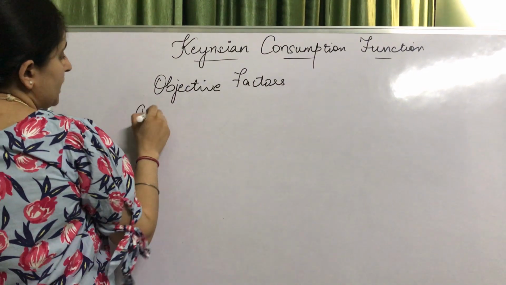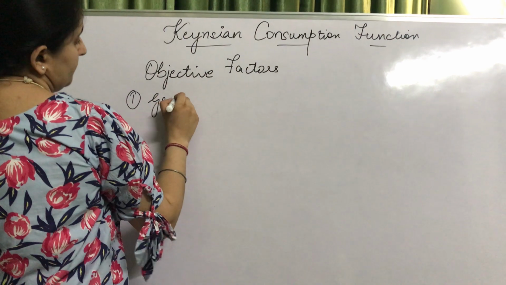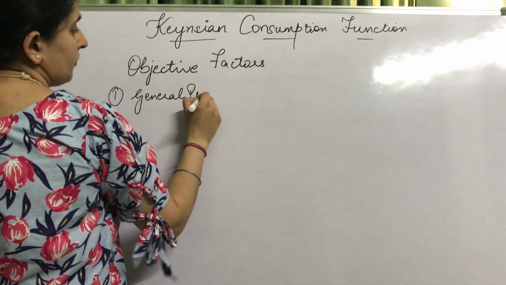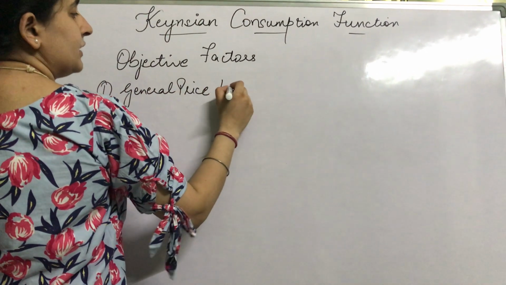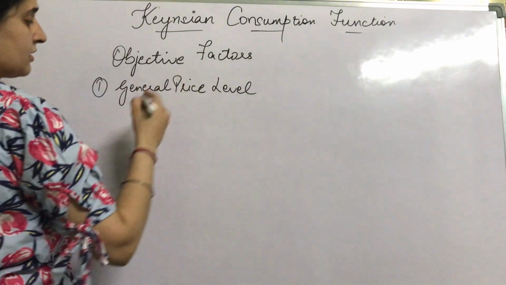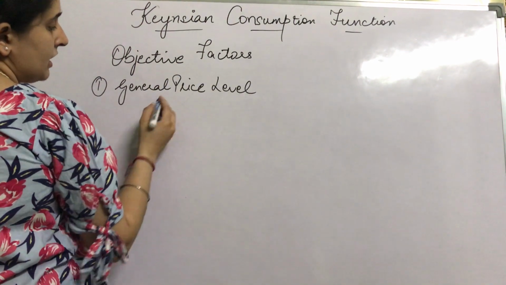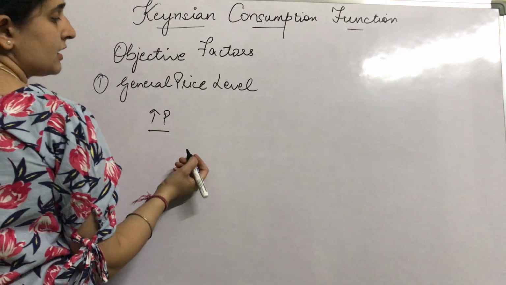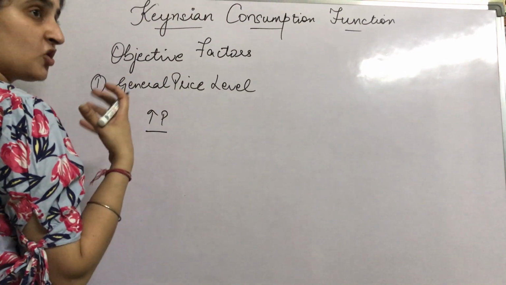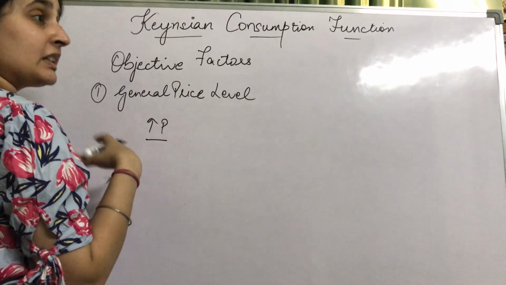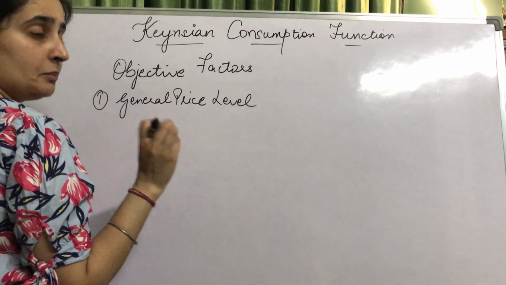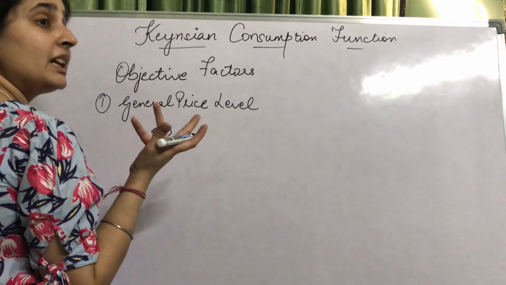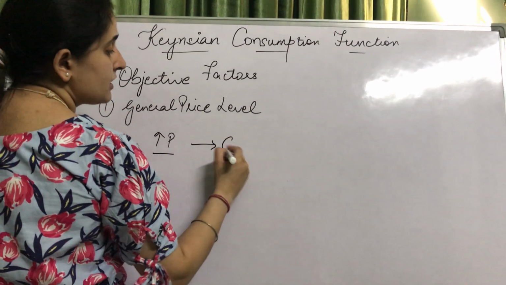Okay, so objective factors. First is the general price level. If the general price level increases, then what will happen? The income that I have is stable, but the purchasing power will decrease. So ultimately my consumption will decrease.